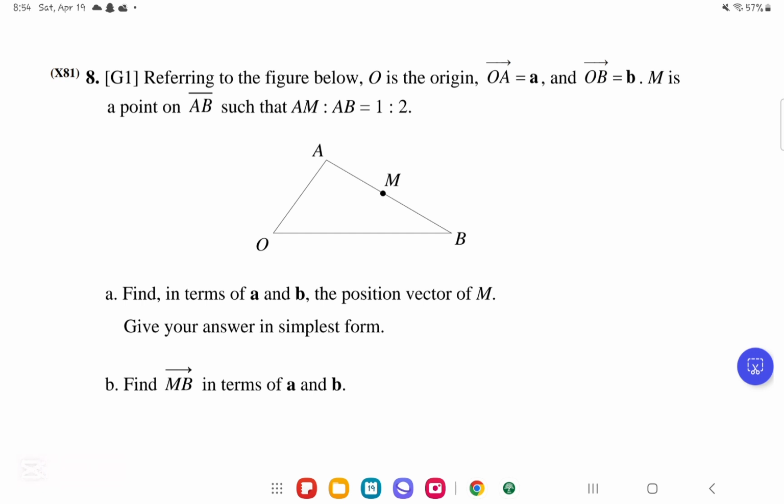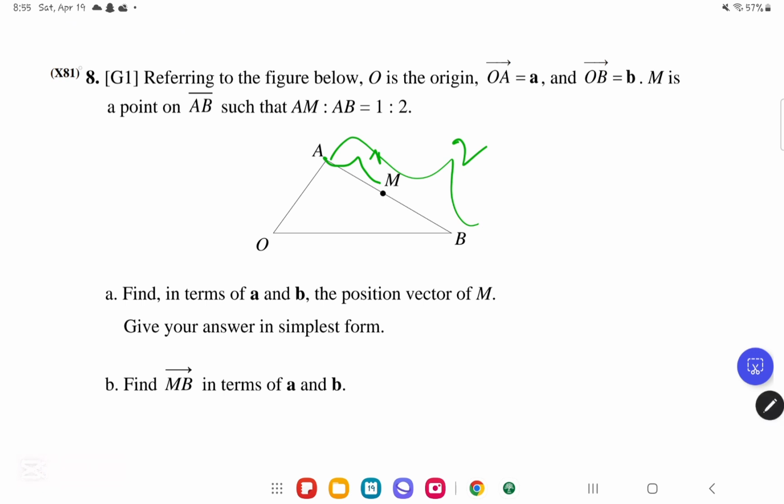Okay? They said M is a point on AB such that AM to AB is 1 to 2. So, AM is 1 and AB is 2. Or in another sense, they're saying that AM is half of AB. They said, find in terms of A and B the position vector of M. Give your answer in the simplest form.